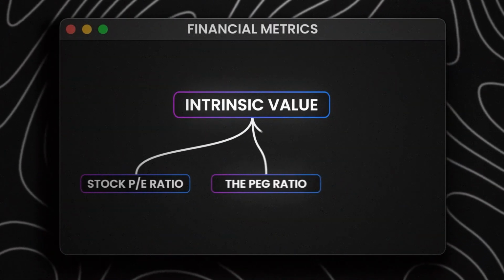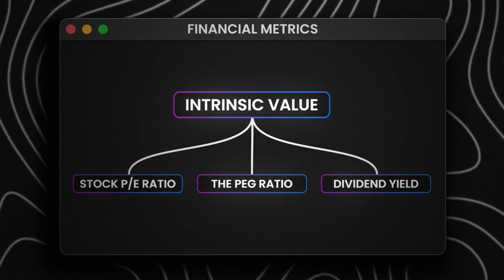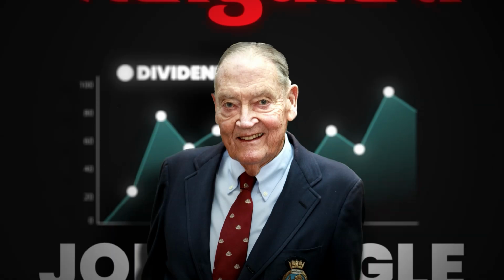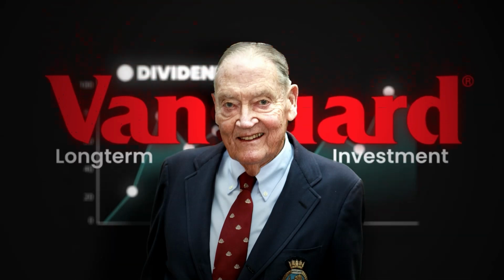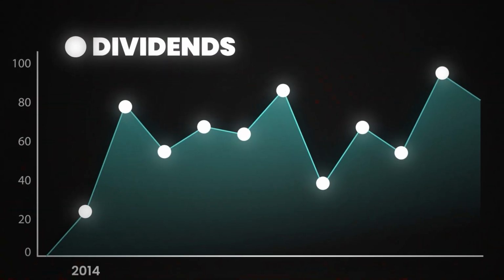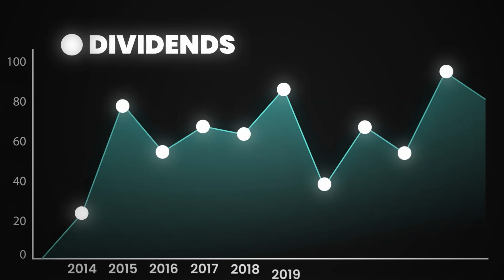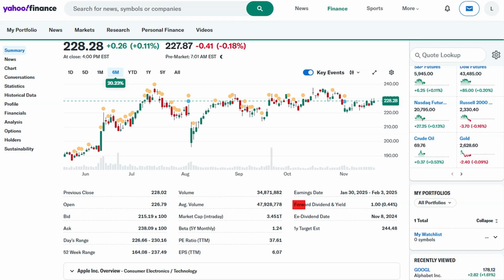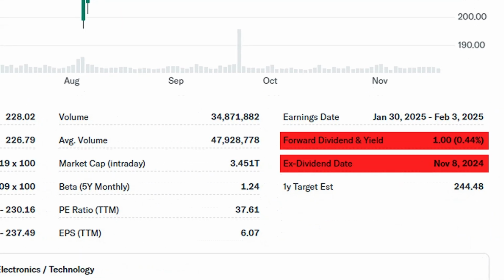For those looking for consistent income, dividend yield is a great indicator. It measures how much a company pays in dividends compared to its stock price. John Bogle, the founder of Vanguard and a big advocate for long-term investing, believed in using dividends as a key part of building wealth over time. High dividend yields are attractive, especially for investors seeking steady income, but be cautious. A high yield could also signal trouble if the company is struggling to maintain those payments.